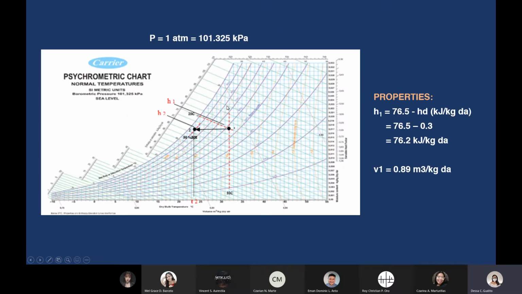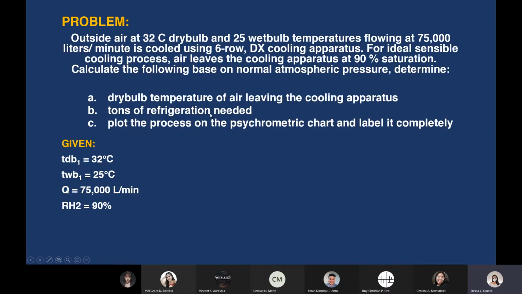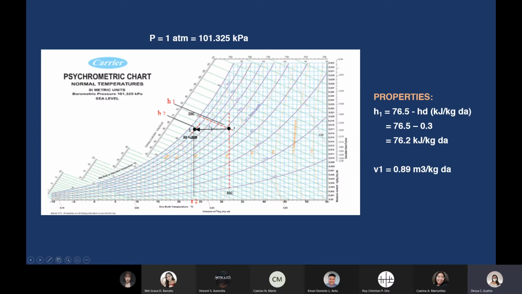So the first thing that we need to do is locate the point where the first state is on the chart. Using the two given values, the dry bulb and the wet bulb, we can automatically locate state 1. The dry bulb is a vertical line, so at 32 degrees Celsius we draw it there, and then at 25 degrees wet bulb. Where they intersect, that is our state 1 in our problem.